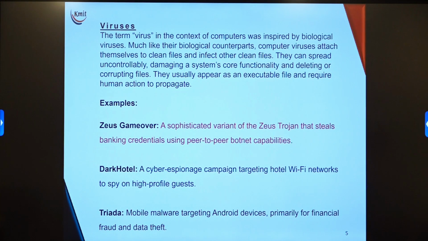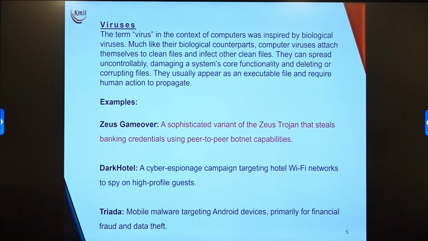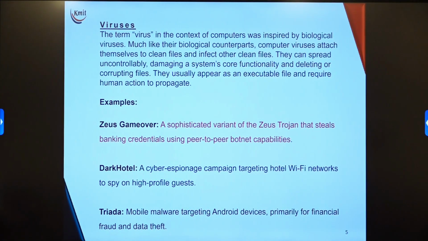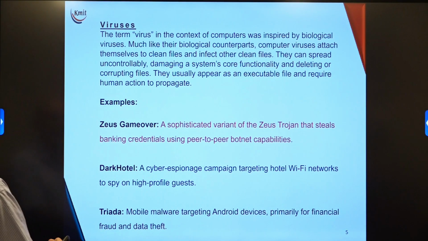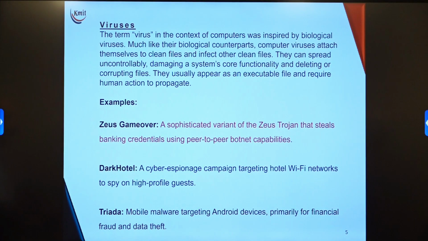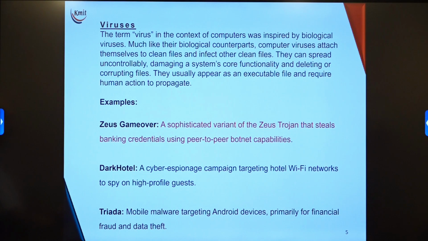Let us see a recap of viruses, which I already discussed in the last session too. A virus is a concept of computer malware inspired by biological viruses. Much like their biological counterpart, computer viruses attach themselves to a clean file and infect the clean system. They can spread uncontrollably, damage the system's core functionality, and delete or corrupt files. They usually appear as executable files, .exe files. So, .exe files are executable, you can't read or write them.